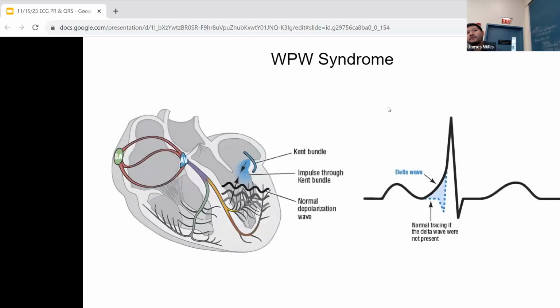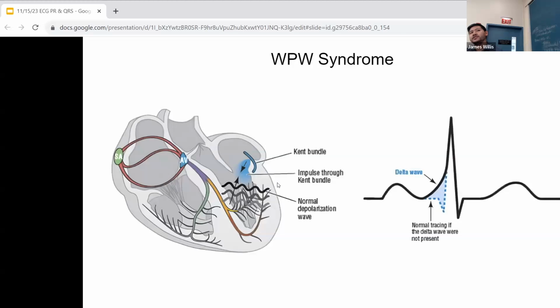So in WPW, you have this accessory pathway that bypasses the whole AV node, His bundle, bundle branch pathway from the atrium to the ventricles. And the reason you have this delta wave is because you have your atrial depolarization, and some of it goes through the AV node, but some of it bypasses that, and you get early depolarization, and that's how you get this delta wave.